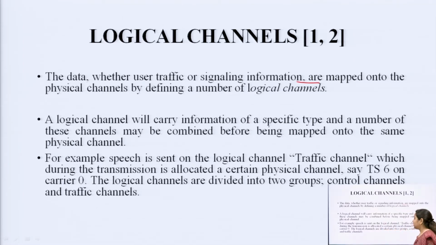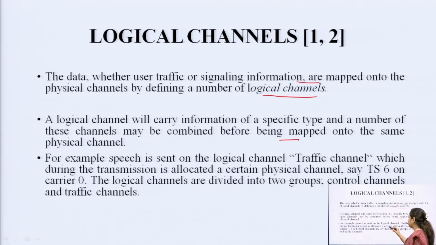So, the data, whether it is traffic or signaling information, is mapped onto the physical channel by defining a number of logical channels. So, that is the concept, the connection between the physical and the logical channel. A logical channel will carry information of a specific type, and a number of these channels may be combined before being mapped onto the same physical channel. So, a large amount of information of some specific type has to be carried, and a number of these channels will be combined together to map onto the same physical channel.